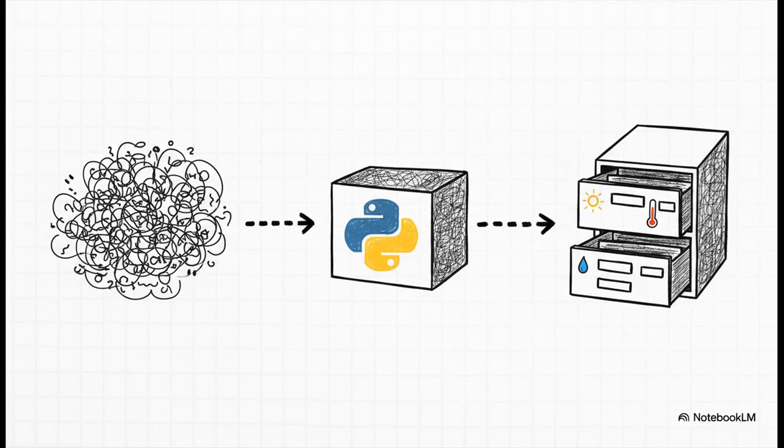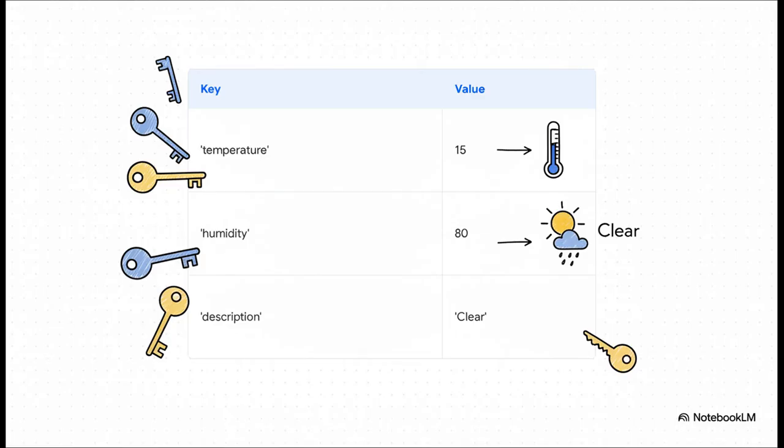So what does that magic do? Well, here's the crucial part. That single command takes all that messy JSON text and instantly transforms it into a perfectly organized Python dictionary. If you're not familiar, just think of a dictionary as a neat filing cabinet. Every piece of data has a clear label or a key that lets you pull out its value in a snap.